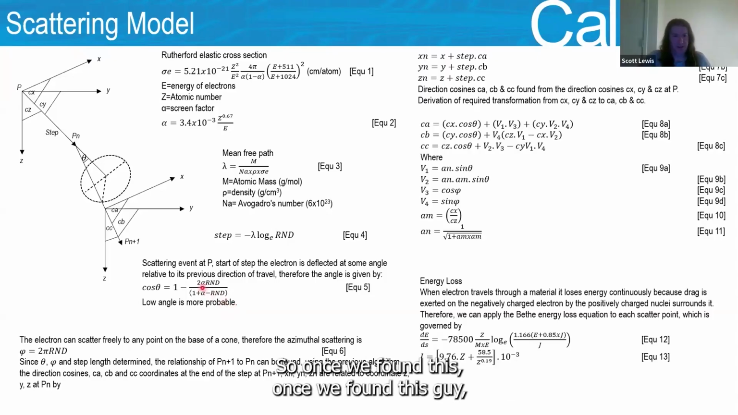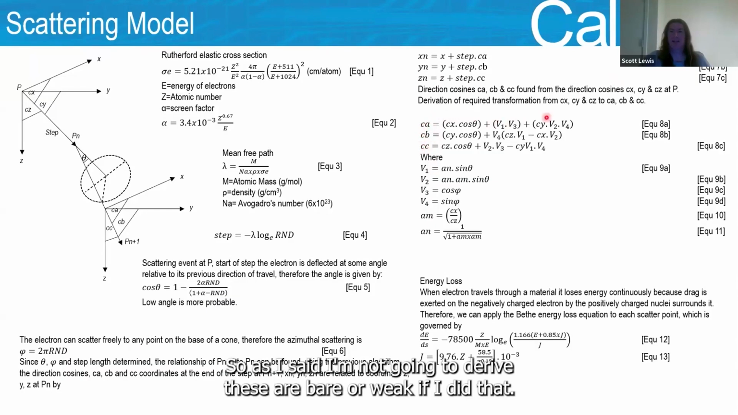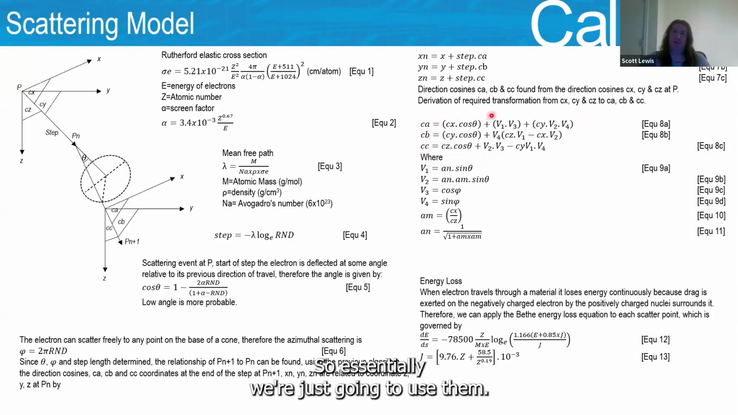So once we found this, we can then find the azimuthal angle, which is governed by this, and then we need to find this. Okay, so this is where it gets a little bit more tricky. We need to find out what CA, CB, and CC are. As I said, I'm not going to derive these. I'd be here all week if I did that. Essentially, we're just going to use them.